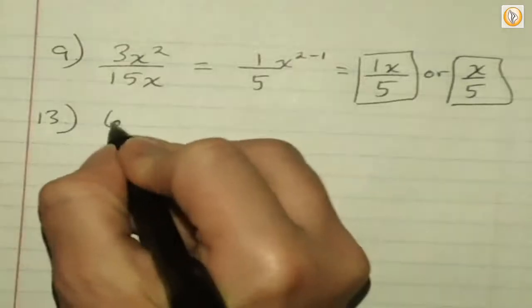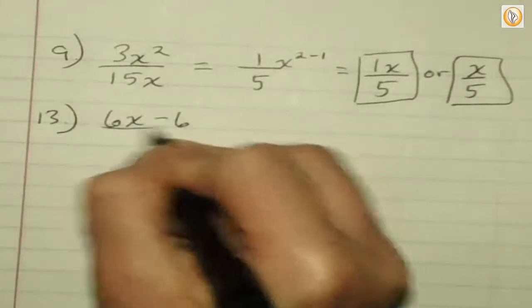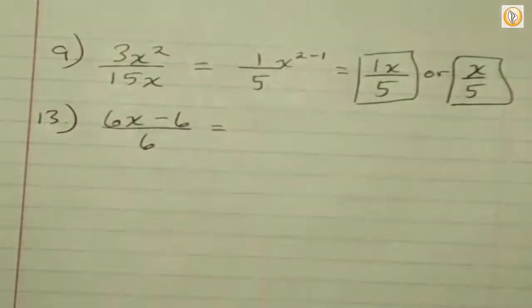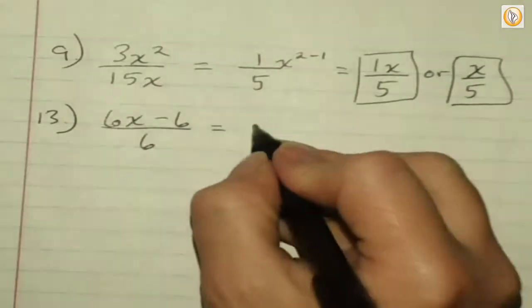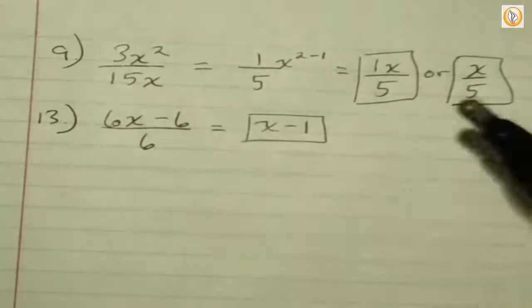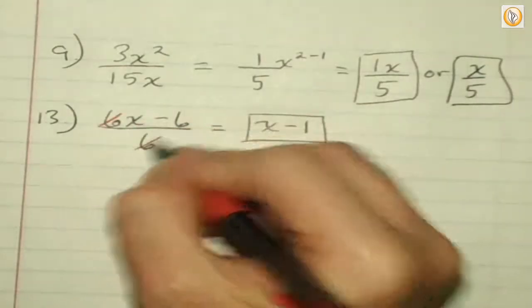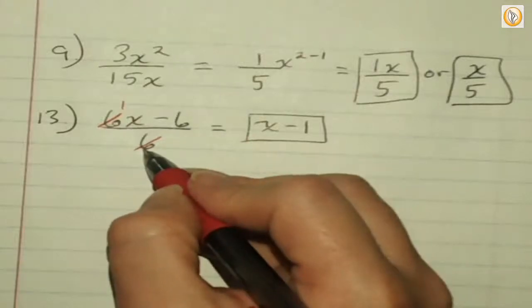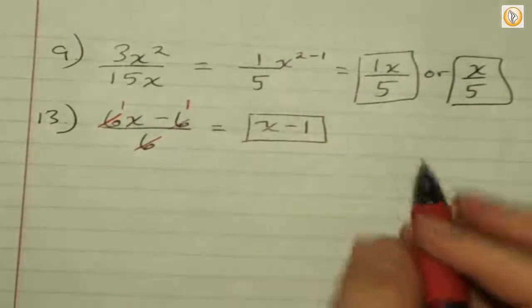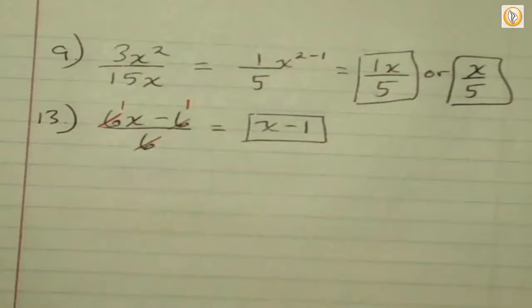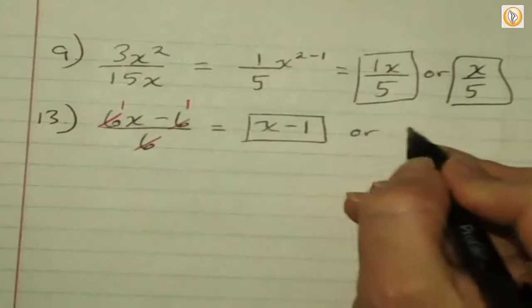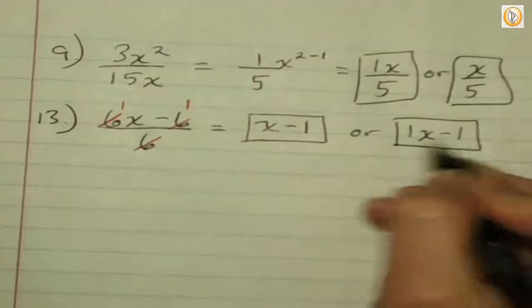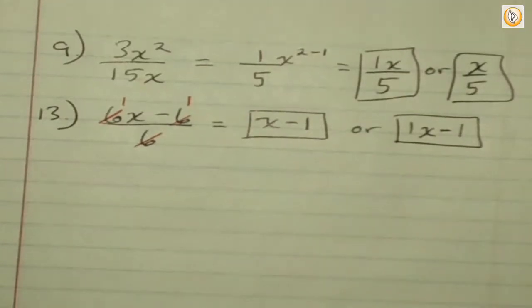13. 6x minus 6 over 6. Keith. Just x. You're close. X minus 1 out. Very good. X minus 1. Because that's basically 1, because 6 divided by 6 is 1. Negative 6 divided by 6 is also 1. So it's basically x minus 1. You could even say 1x minus 1. Any questions?